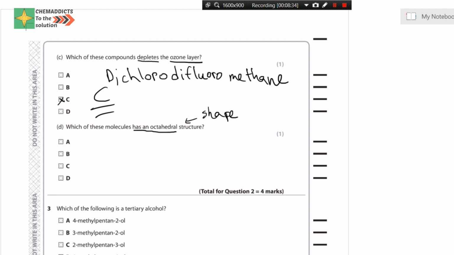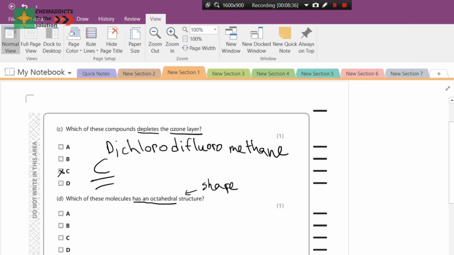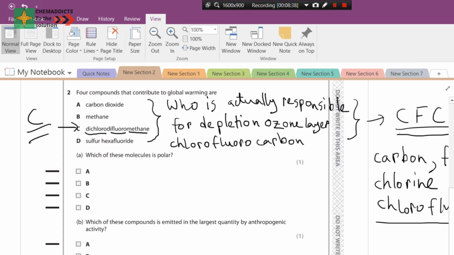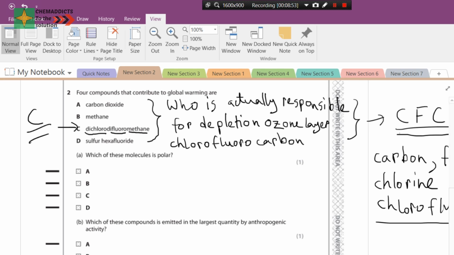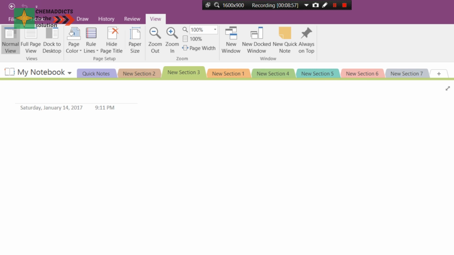So let us examine. We have seen that carbon dioxide has a linear structure. Let's draw the structure once again for you. The structure for carbon dioxide is this, a linear structure.